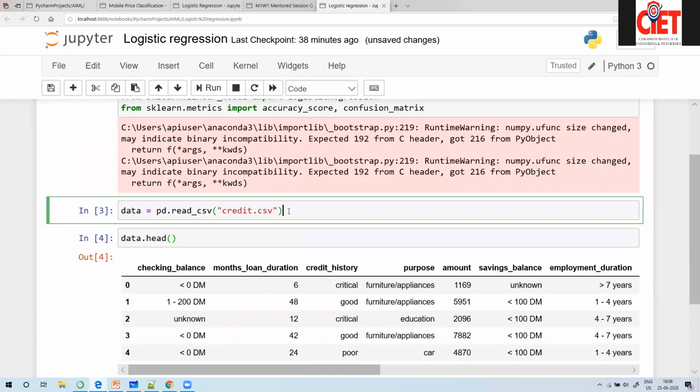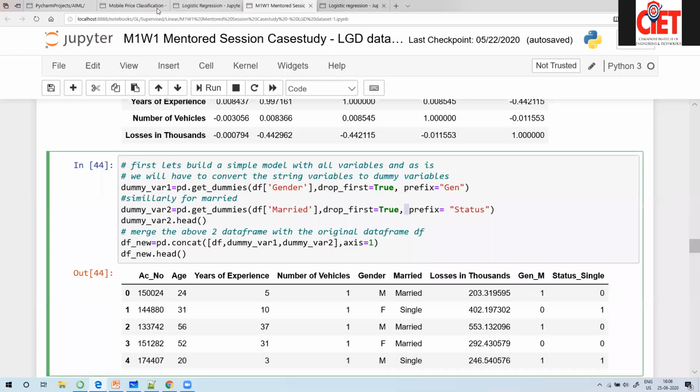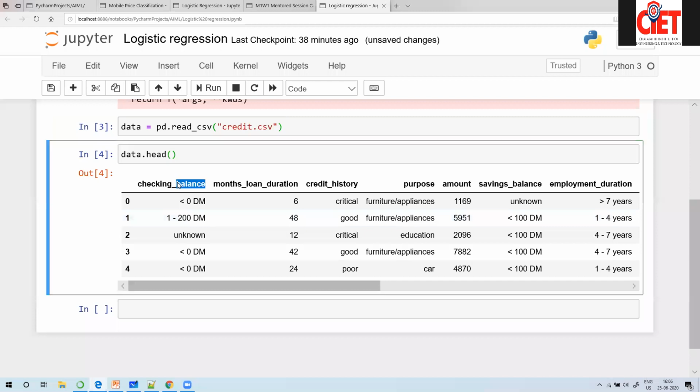Let's read the data. We have a different data set today. I have already uploaded it so that we can save time. So you could see the name of the file, credit.csv. So we're going to use this credit.csv here to build a logistic regression model. Let's see what data we have in this credit.csv. There are a few columns.